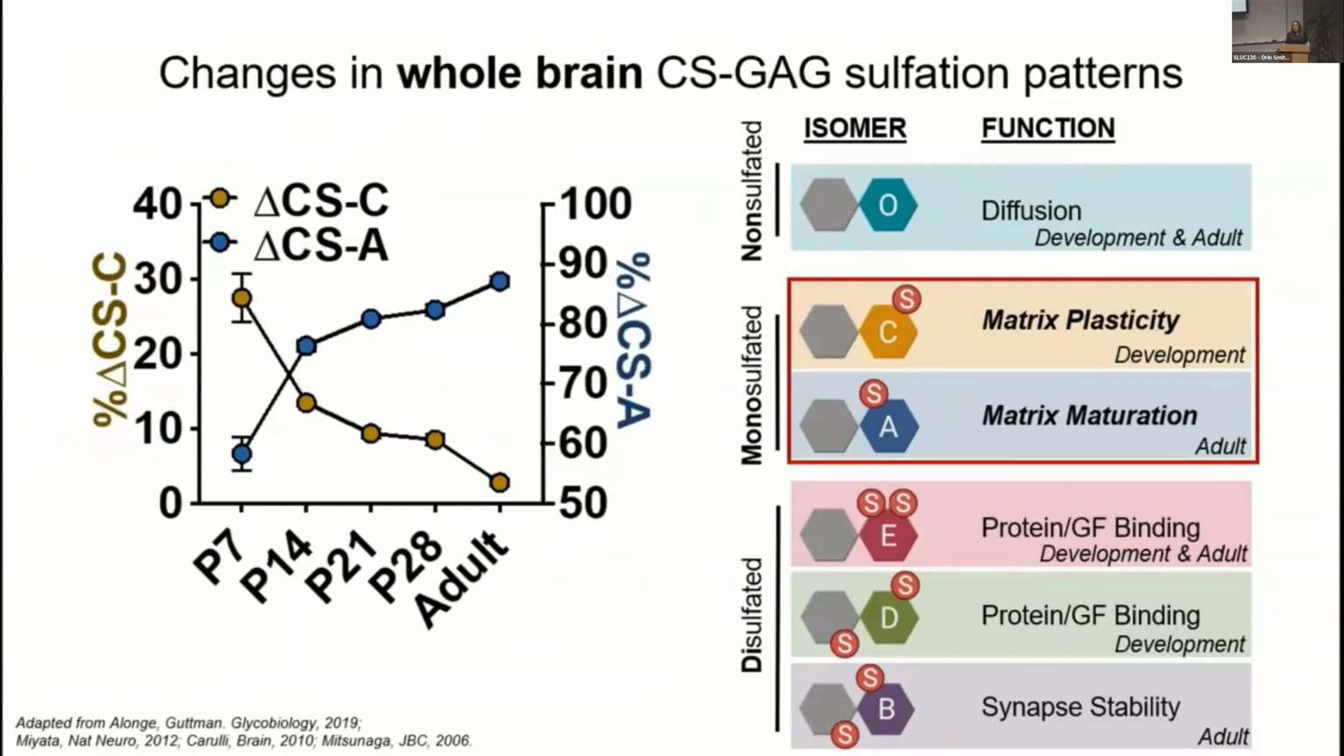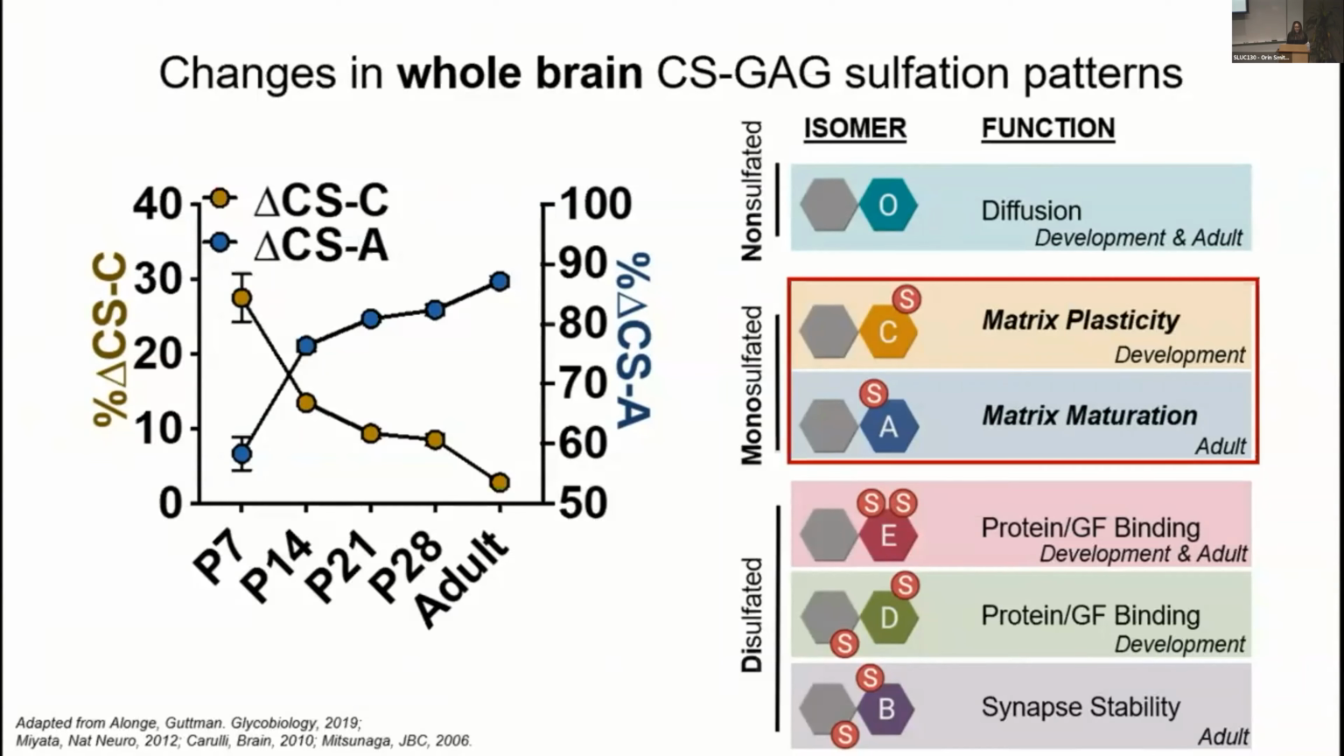Here's an example of the extreme differences that happen in the sulfation patterns throughout development. This study was done in collaboration with Mike Gutman at the Department of Medicinal Chemistry here at University of Washington. We have a developmental series from postnatal P7 all the way up into adult. When we look at our first isomer, the C isomer here in gold, which allows for plasticity of the brain during development, we see it's about 30% at P7 and then decreases into the juvenile stage and then finally reaches about 3% in the adult.